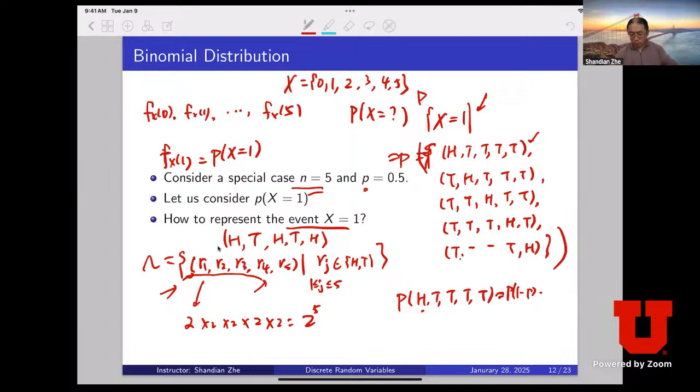And in the third trial, you see tails again. Again, it's independent of other trials, so the probability is still 1 minus P. And fourth, 1 minus P. The last one is 1 minus P. So if you write it down, it's just P times (1 minus P) to the power of 4, right? Does it make sense? And then you've got the probability for seeing one sequence. So how about the probability of seeing the second sequence?